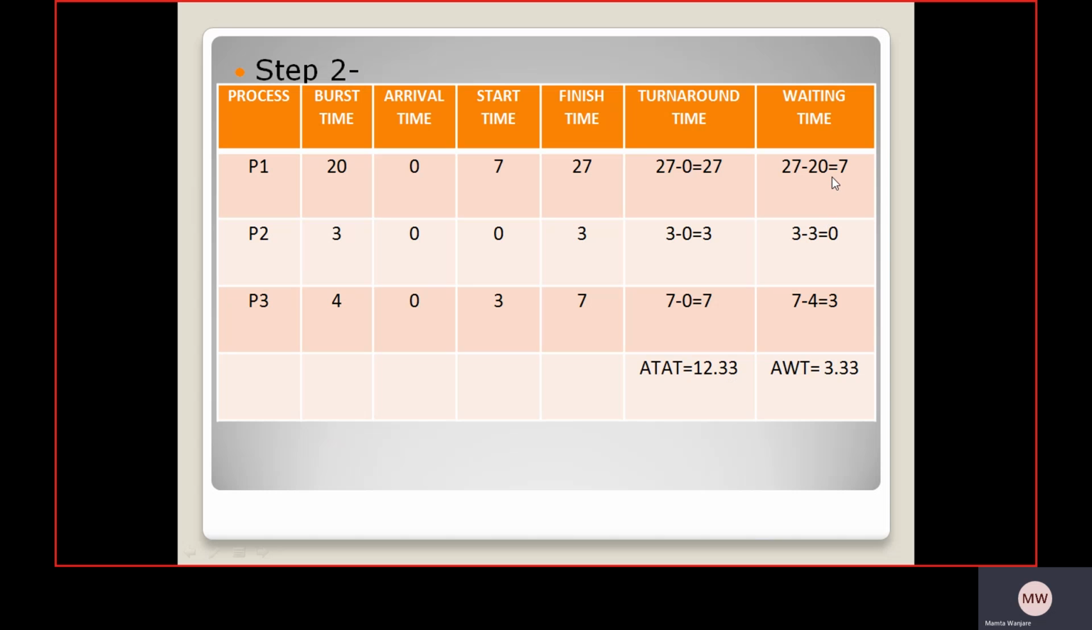Waiting time is turnaround time minus burst time. So 27 minus 20, that comes 7. For the second process that comes 0, and for the third process that comes 3. So average waiting time is equal to 3.33.